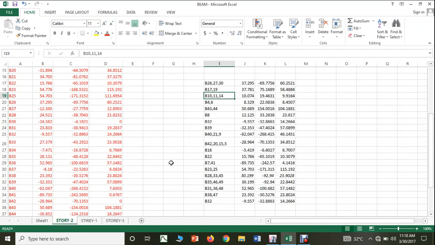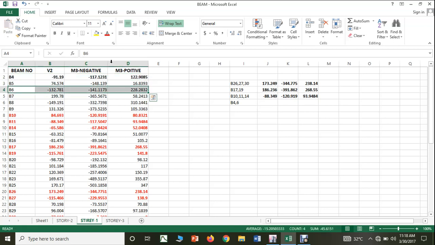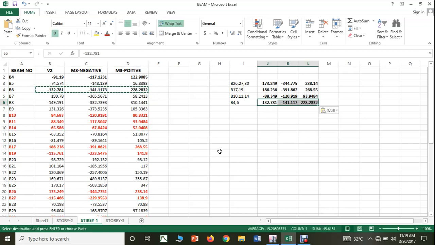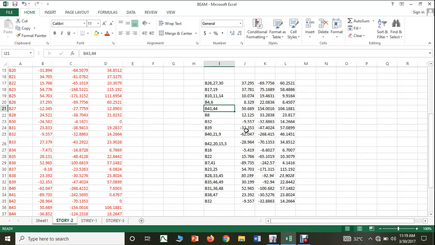The next that you have is beam 4 and 6, beam 4 here and beam 6 here. Out of these two, definitely this will be the highest, so therefore I can choose these two, beam 4 and 6.